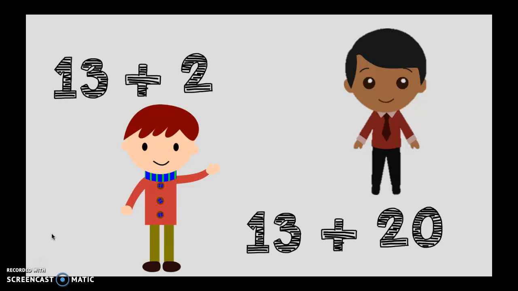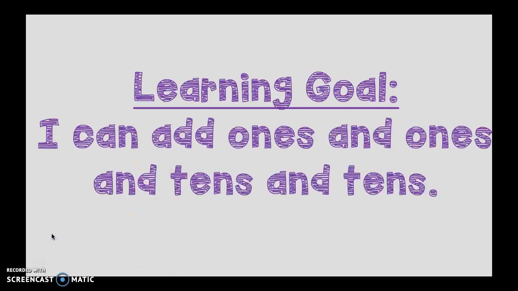And both the boys were like, Miss Howard, there is no way our answers are going to be the same. And I was like, what? But you know what? The boys were right. And our learning goal today is going to help us to figure out why they were correct and that they were about to have different answers. See, our learning goal today says, I can add ones and ones and tens and tens. What does that mean? Well, I'll show you.